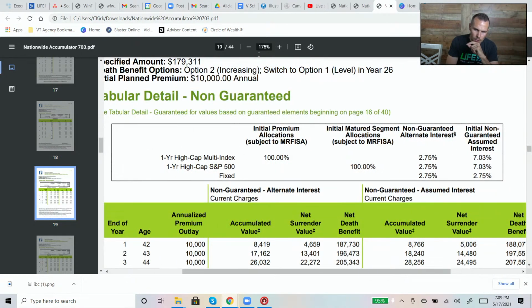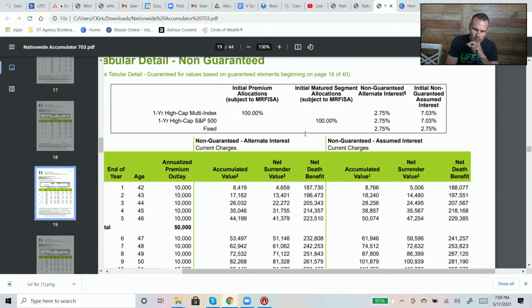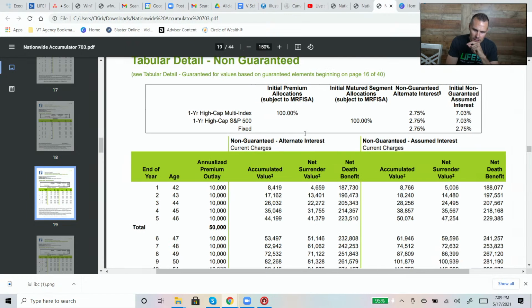Let me go through here. This is the non-guaranteed rate. So up here, let's go through this. This is the assumption of the non-guaranteed assumed interest rates, that's right here. This is what most people sell these at, the 7.03 assumption. So that's what this is growing at. And then the non-guaranteed alternate interest rate, that's the 2.75%. That's right here, this middle column.